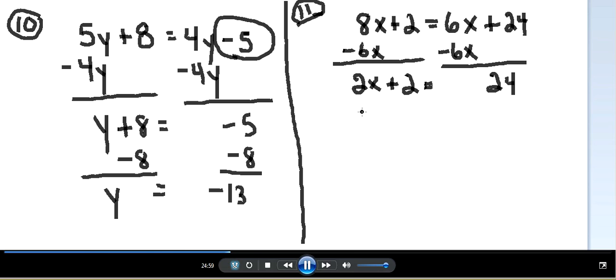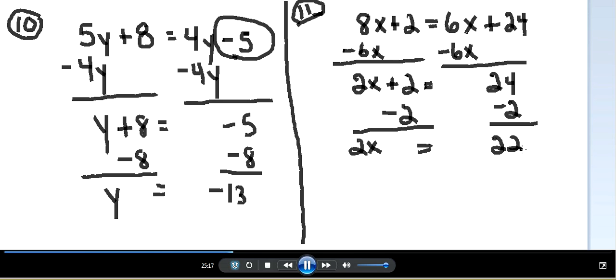Now I've got the 2 with this 2x, so I want to get rid of the 2 by subtracting 2 on both sides. Bring down my 2x. This is 0. That equals 22. And now in this case, to get x by itself, I've got to divide both sides by 2, because this is 2 times x, so in order to undo that, I've got to use division. So x equals 11.